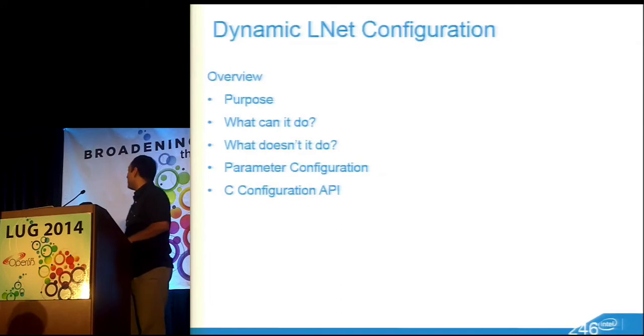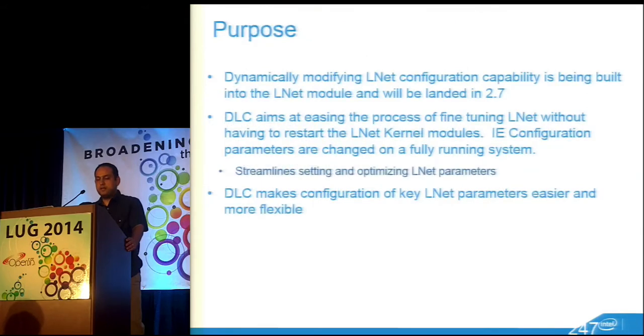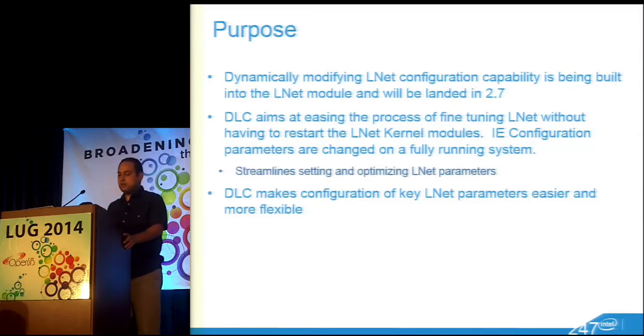So basically the purpose for LNET is fairly simple. LNET right now is only configured through module parameters, so you have to add a whole bunch of module parameters in the module parameter file and restart LNET for those changes to take effect. It would be nice to be able to dynamically configure it so that you don't have to keep restarting LNET if you're going through a fine-tuning process. The changes allow you to configure LNET completely while the system is running. You don't have to bring it down at all.